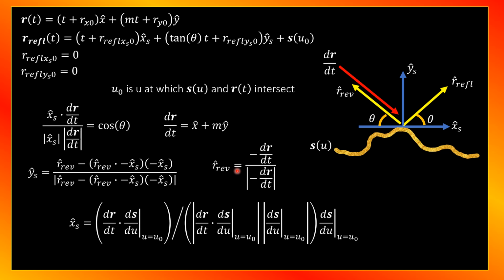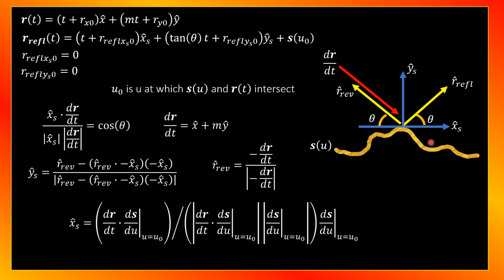Then, what else do we have? In terms of solving for theta, we know that the dot product of x hat s and dr by dt, where dr by dt is equal to x hat plus m y hat, is the magnitude of x hat s times the magnitude of dr by dt multiplied by cosine of theta, hence the equation over here when we rearrange it.